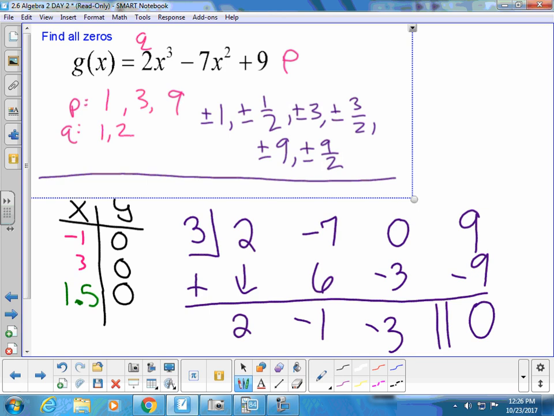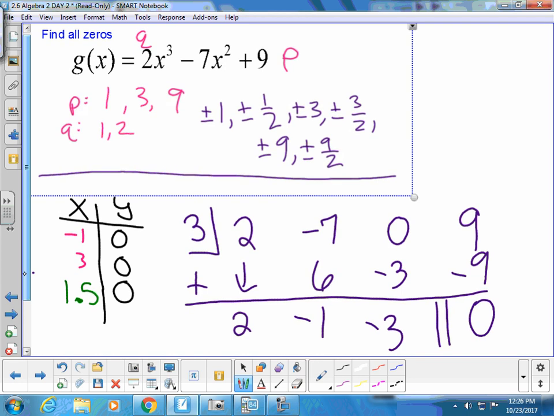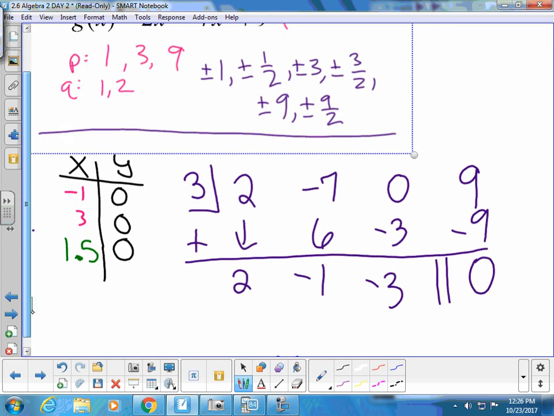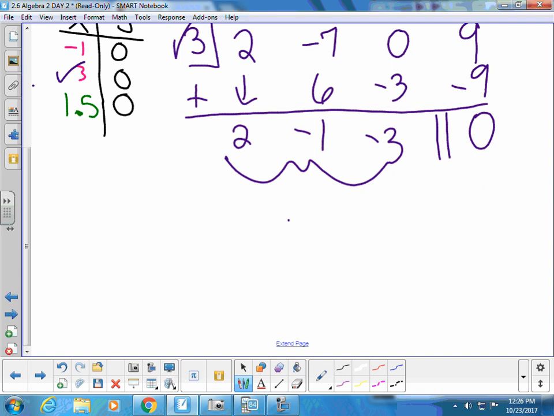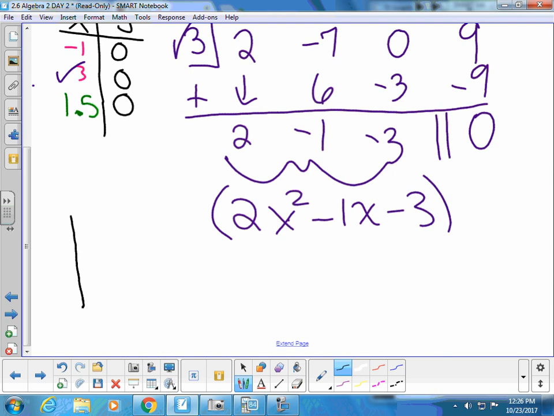Now, you guys want to get wild and do a second round of synthetic division? No. Really? You would rather just factor this? Yeah. Okay. It's easier to do synthetic. Okay, then let's go ahead and just say, all right, we verified 3 is an answer, and finish off by factoring this trinomial. So the trinomial would be 2x squared minus 1x minus 3. How do you factor a trinomial that looks like that? Box method. Yep. So box method.